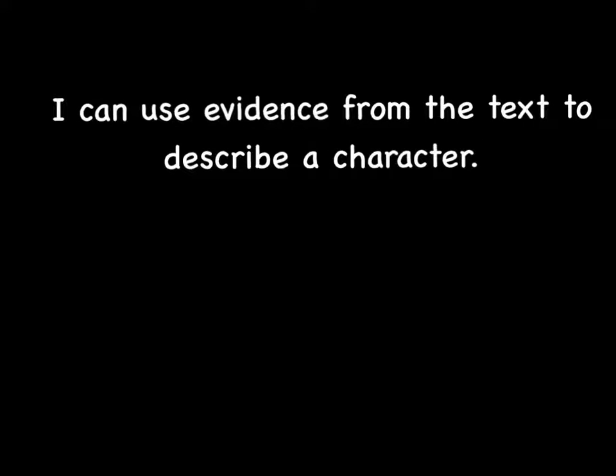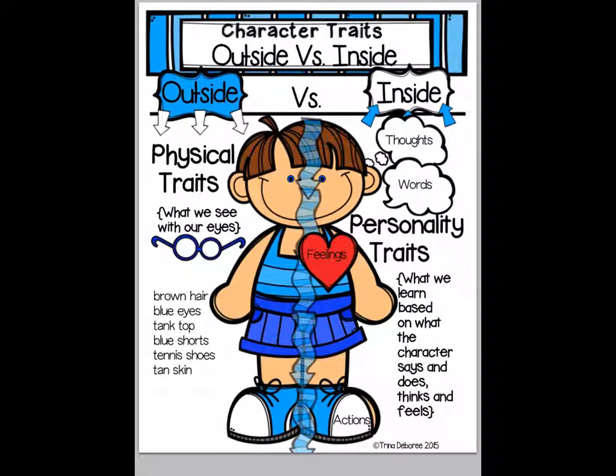Hi readers! Today you're going to use evidence from the text to describe a character. Character traits. You can describe a character by looking at how they are on the outside. That's the easy part. You could look at their physical traits, what you can see with your eyes. Like looking at the picture, I would say that this child has brown hair, blue eyes, a tank top, blue shorts, tennis shoes, tan skin.